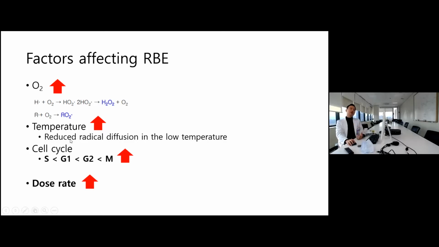And temperature also has an effect. In a lower temperature, the diffusion of these free radicals is reduced. So there is more chance of higher sensitivity to radiation in a higher temperature compared to a low temperature. And also the cell cycle is a factor, and the dose rate too. A higher dose rate has more radiation effect.